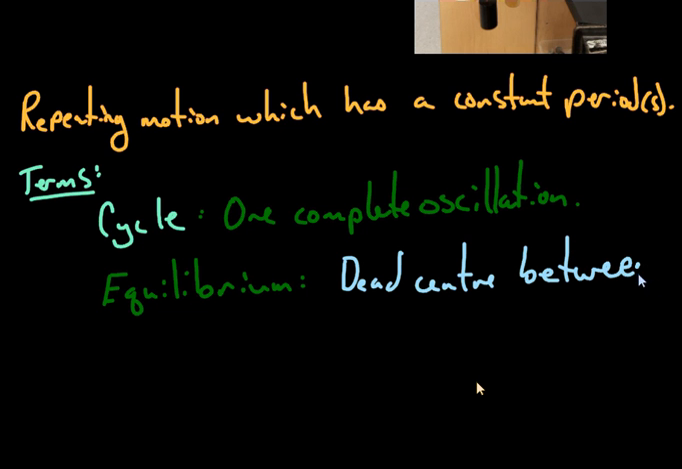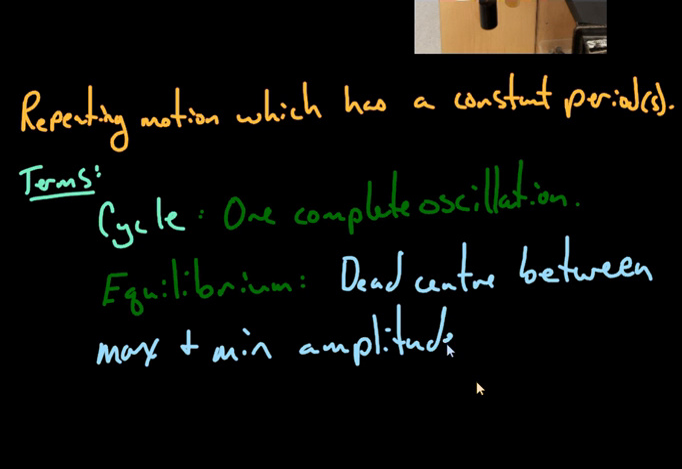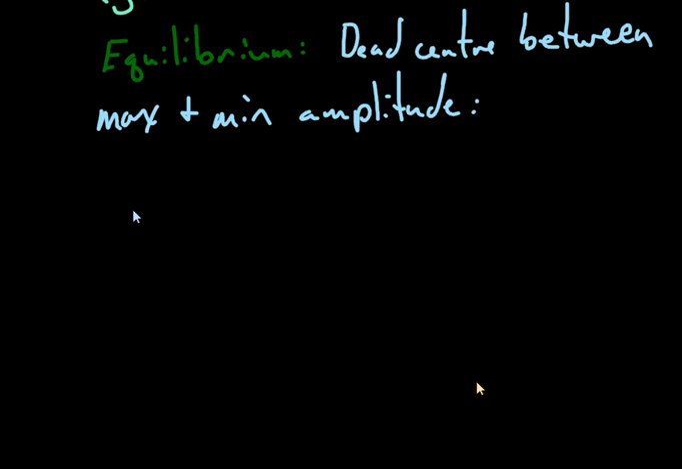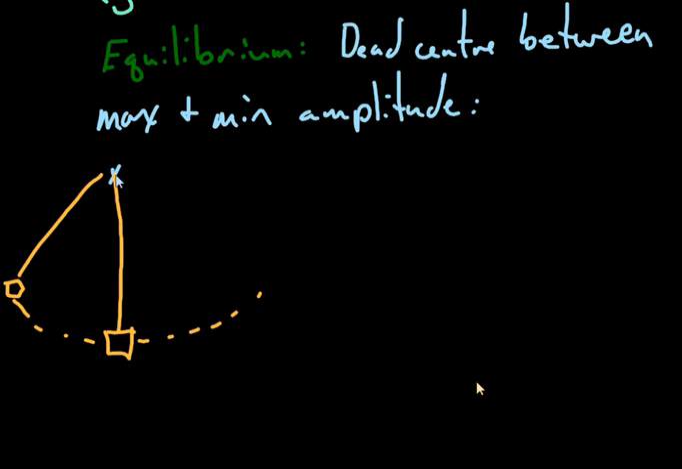So we'll call it dead center between max and min amplitude. We'll get to amplitude in a second, but it probably makes good sense to just draw a couple of pictures of where equilibrium positions would be. So let's say instead of a spring pendulum, you have your classic rope pendulum. That's oscillating kind of like this. So, different positions here.